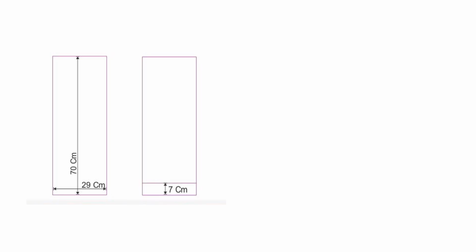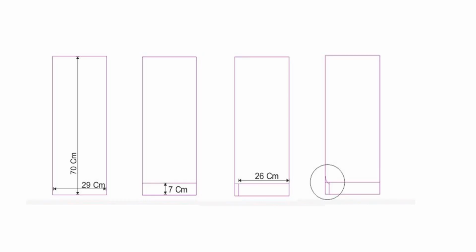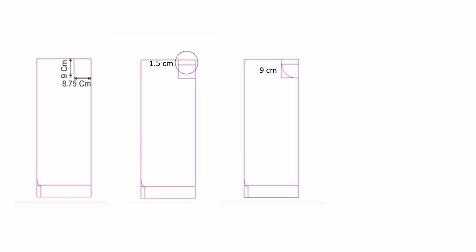We mark the bottom rib area, which is 7 centimeters in height, and we mark half the bottom width, which is 26 centimeters. Similarly, we mark the neck area, half the width of the neck, which is 8.75 centimeters, the back neck drop of 1.5 centimeters, and the front neck drop, which is 9 centimeters.